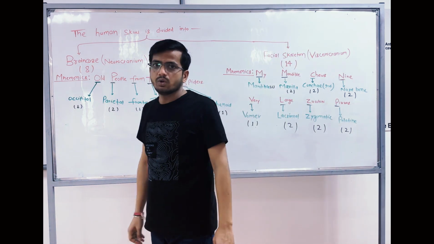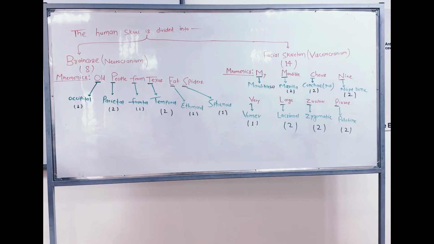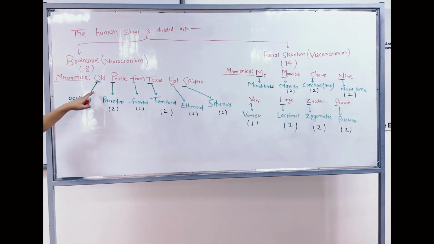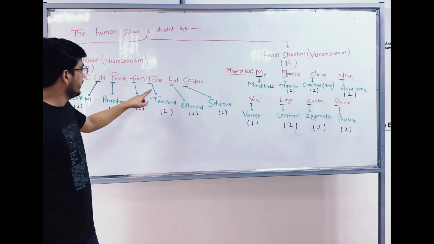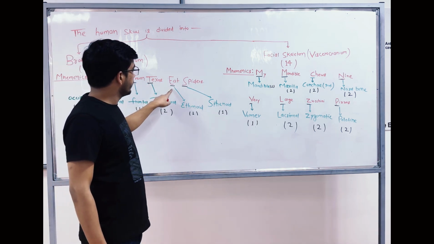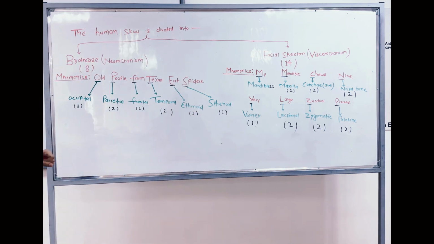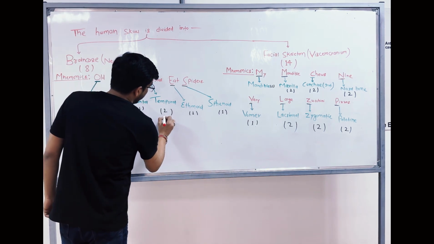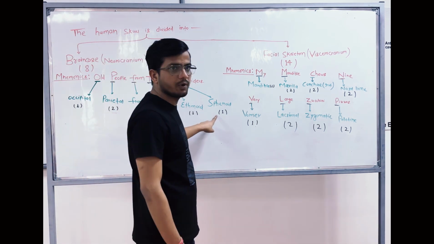There is a great mnemonic to remember the neurocranium: Oh, all the people from Texas eat spiders. O stands for occipital, P for parietal, F for frontal, T for temporal, E for ethmoid, and S for sphenoid. Among these 8 bones, parietal and temporal are paired, and occipital, frontal, ethmoid, and sphenoid are unpaired.